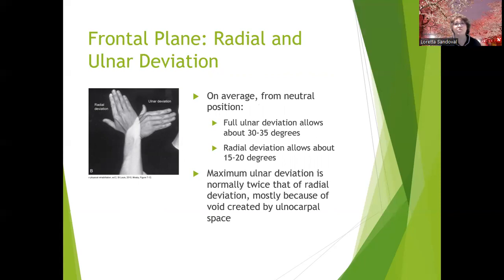So radial and ulnar deviation on average from neutral position, which is anatomical position, full ulnar deviation is about 30 to 35 degrees. And radial deviation is about 15 to 20 degrees. It makes sense that there's more ulnar deviation because there's more space in that ulnar carpal space, right? Maximum ulnar deviation is normally twice that of radial deviation because of the void created by the ulnar carpal space.